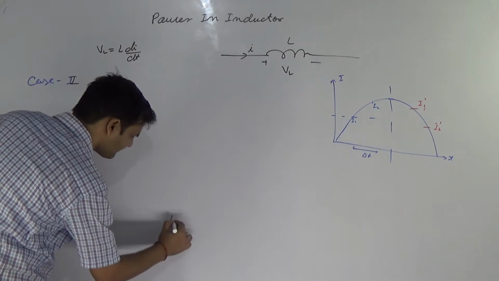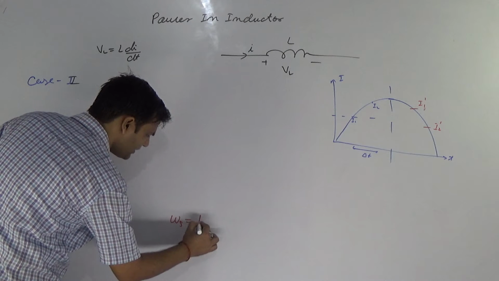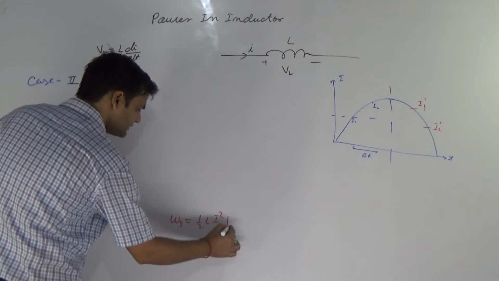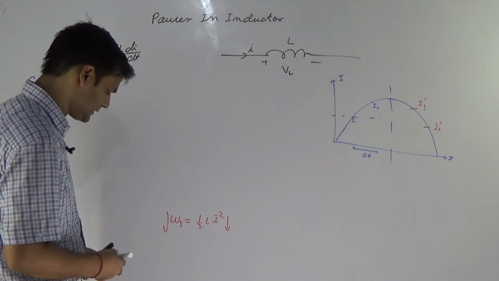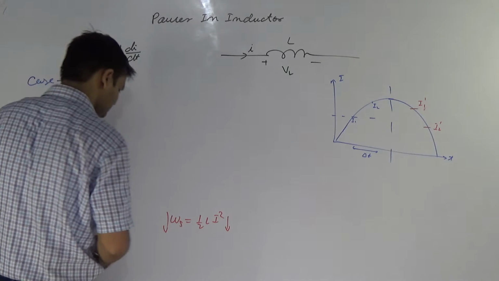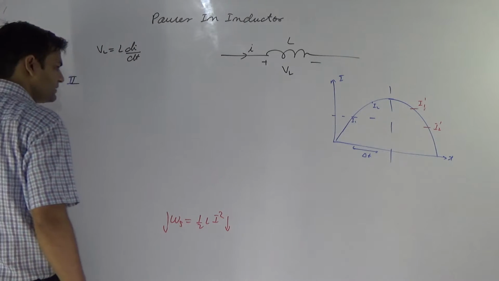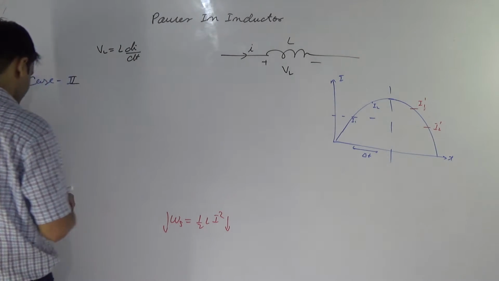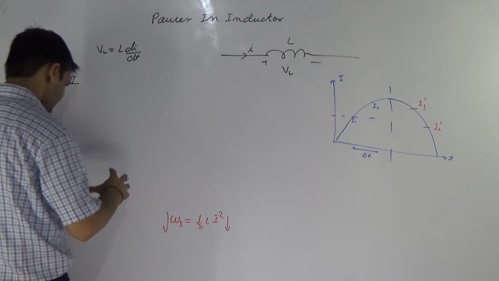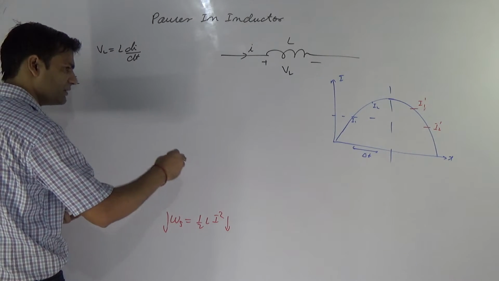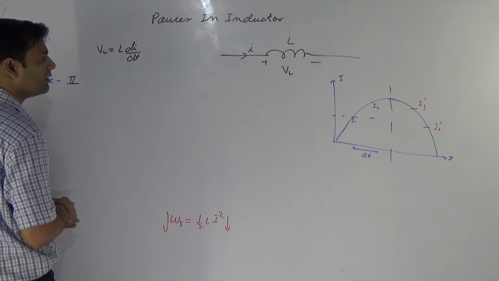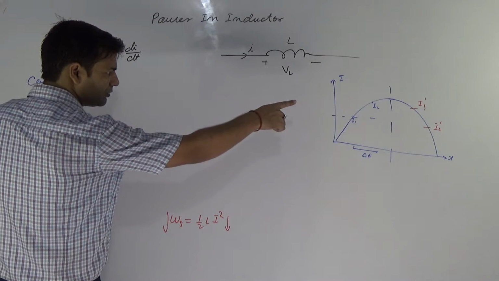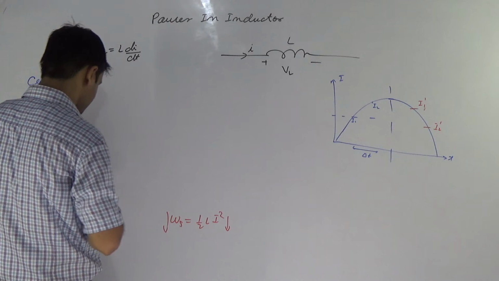Also you can say the stored energy equals half L I0 square. If the current decreases, the energy decreases. It means the inductor delivers, and the consumption of energy continuously decreases, during I1 dash to I2 dash.